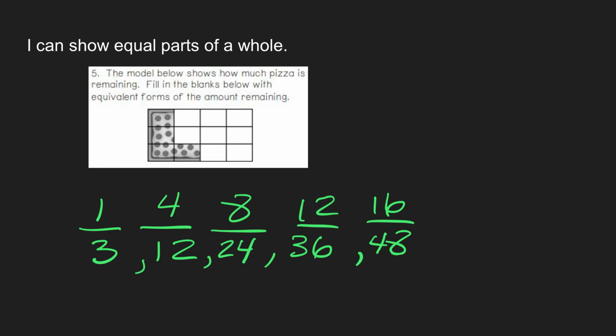Notice I could also do 2/6 would be 1. I could do 3/9. So all kinds of equivalent forms. So we just picked a bunch of random ones, but as long as they keep proportional, you're good to go.